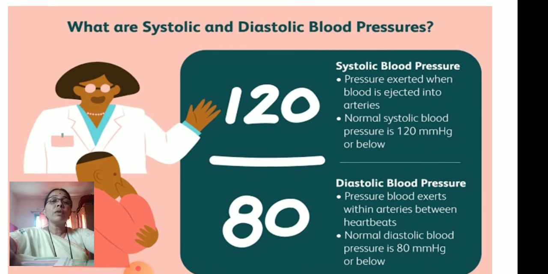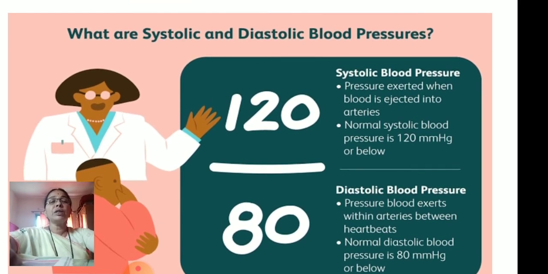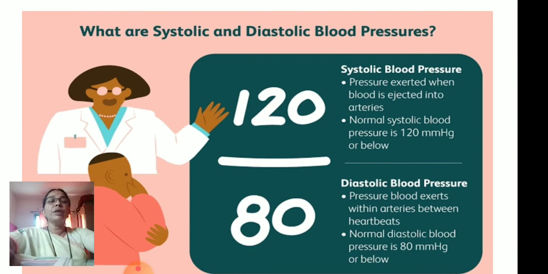What is diastolic pressure? The pressure exerted by the blood within the arteries between the heartbeats. So both the pressures are of arteries. When the heartbeat is there, that time the pressure is 80, that is diastolic pressure. So normal diastolic pressure is 80 mm Hg, Hg being mercury. It is the pressure of the blood in between the two heartbeats, and this pressure is when the arteries take the blood.